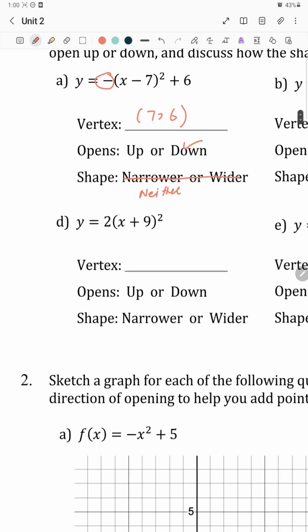It would be minus 9, 0, upwards, and it's multiplying by 2, so it's going to be narrower.